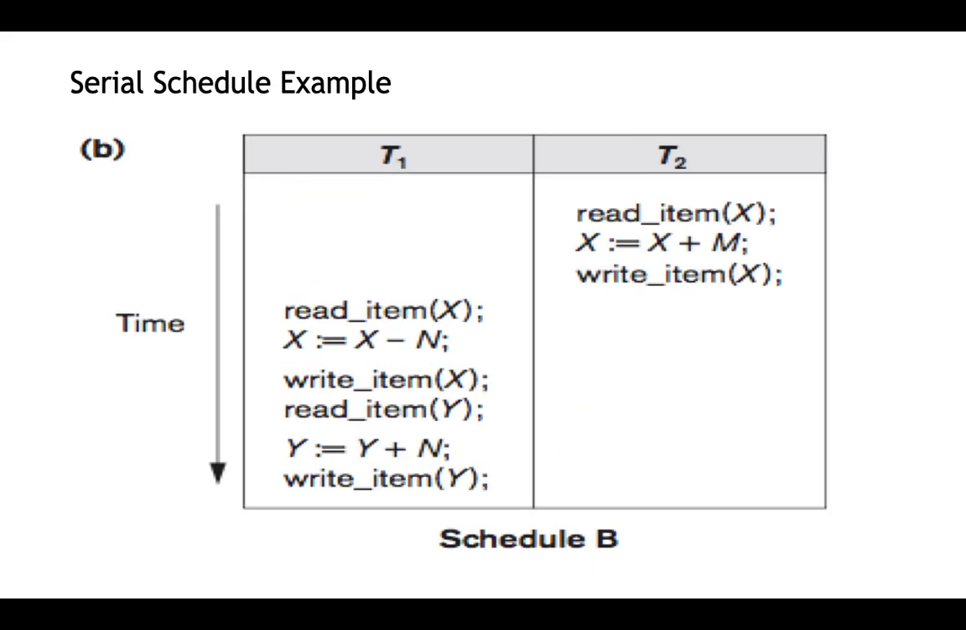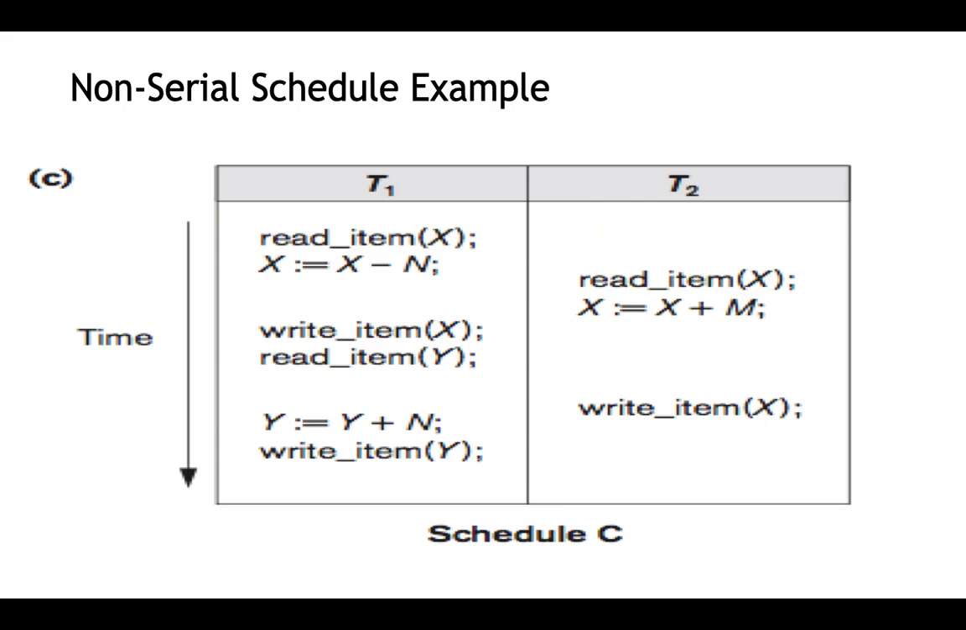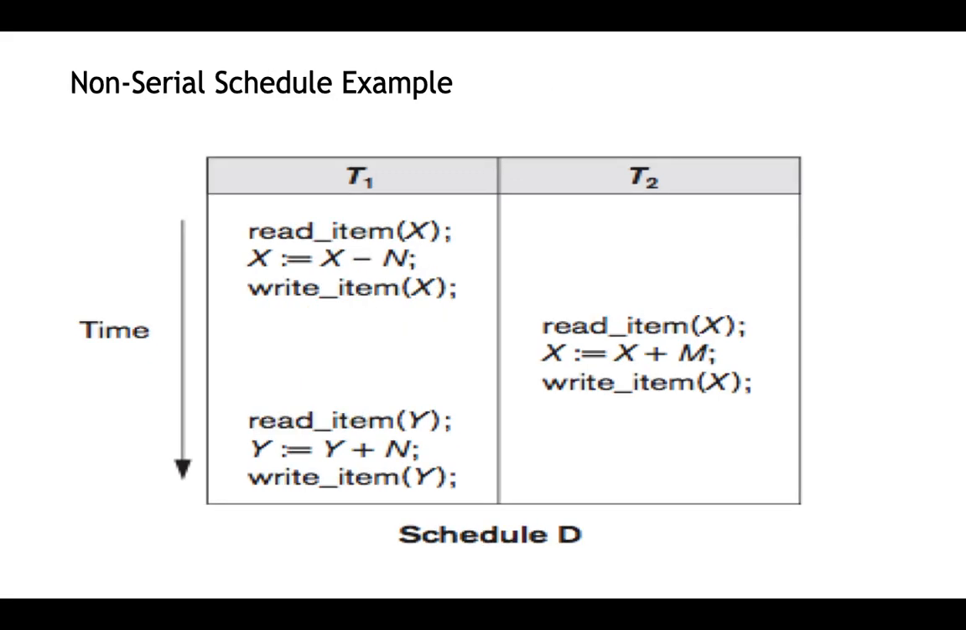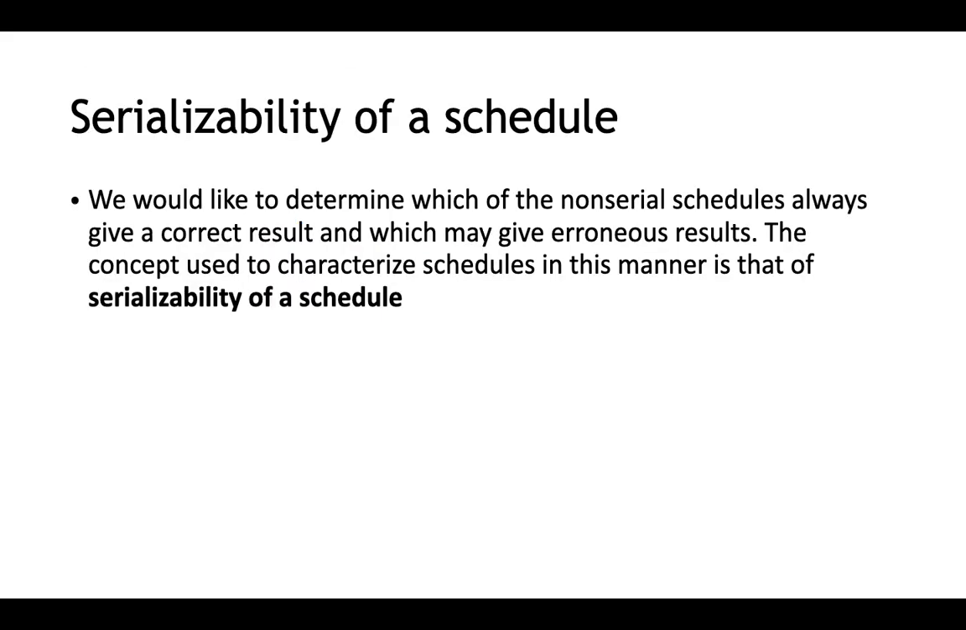So schedule A and schedule B are serial schedules. Will schedule C and schedule D give the same answer as the serial schedules? So that is the question that arises. If they produce the same answer, then things are okay. Let them happen in a non-serial fashion, but we should be getting the correct answer. But that doesn't occur always. So the question is whether the schedule is serializable.